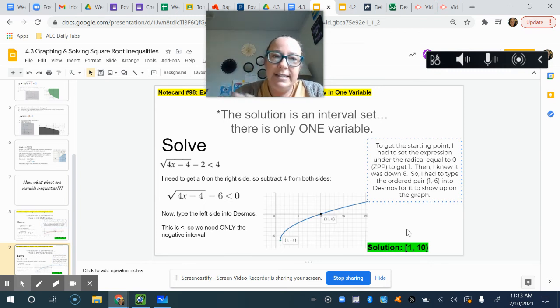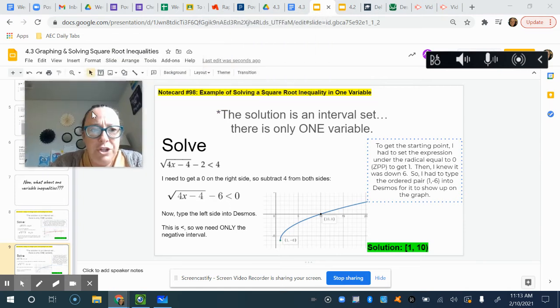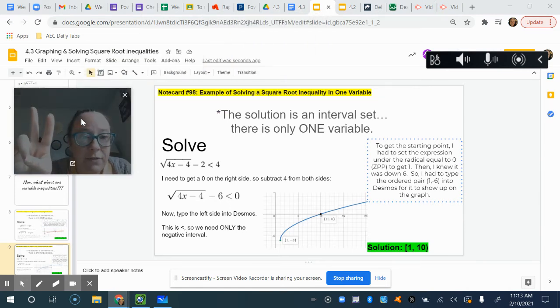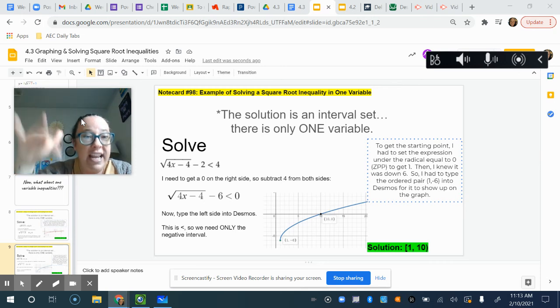Now that's the last note card for this unit. Again, we went over 2 different types of questions. We went over graphing with a y and an x and shading. And then this one where there's no y, and our answers are in intervals, okay? It's an interval set. So just keep that in mind when you're working on your homework tonight.